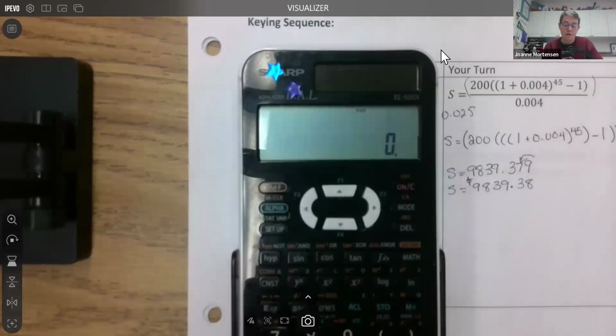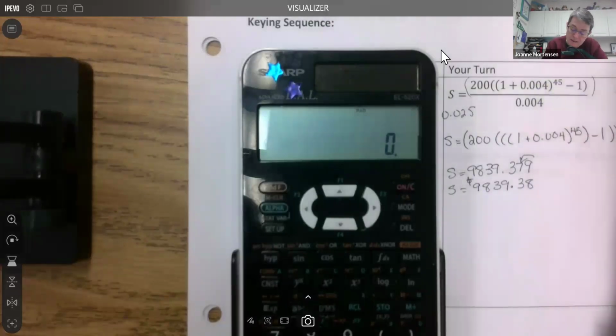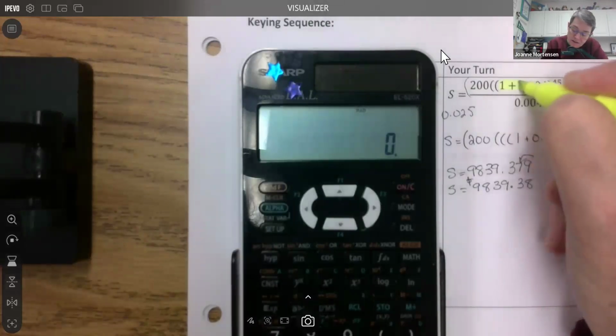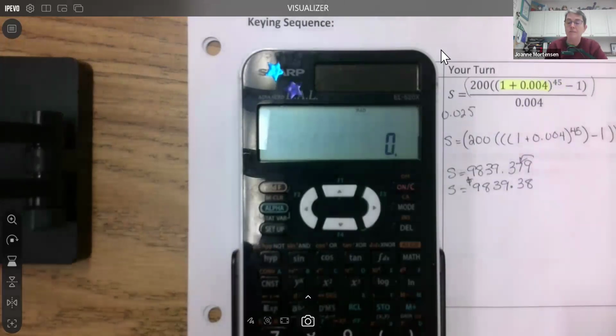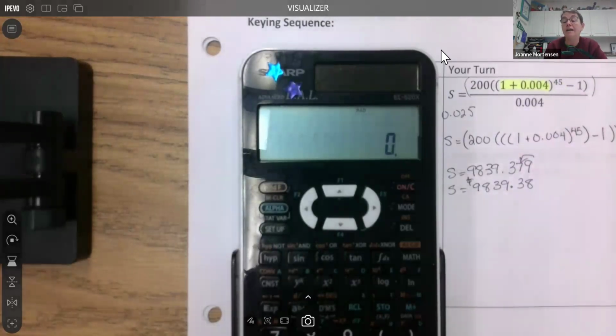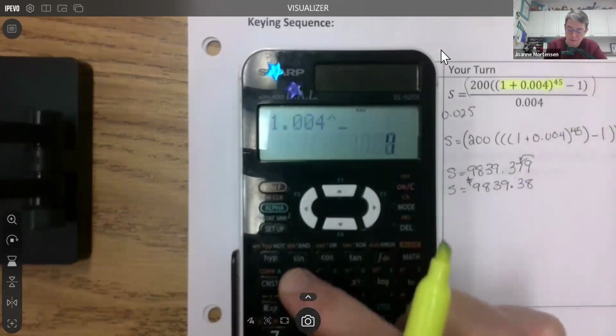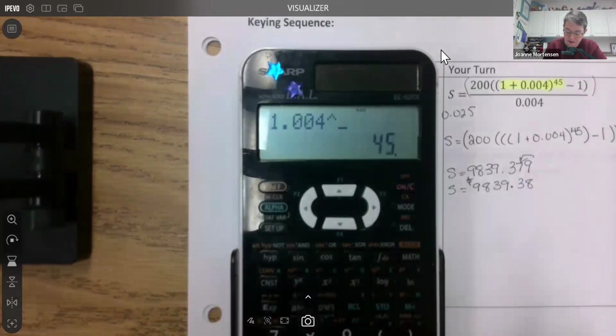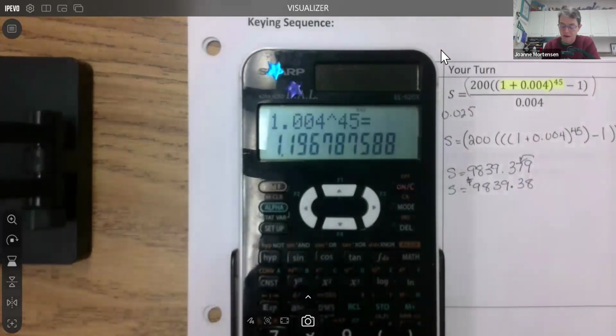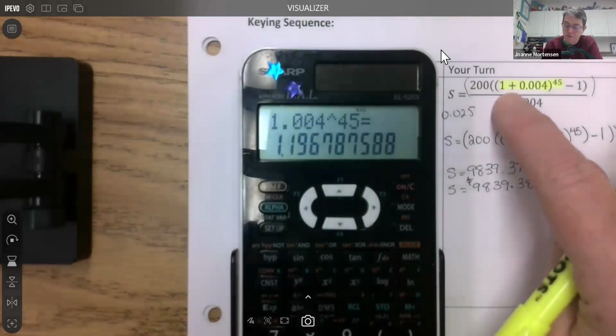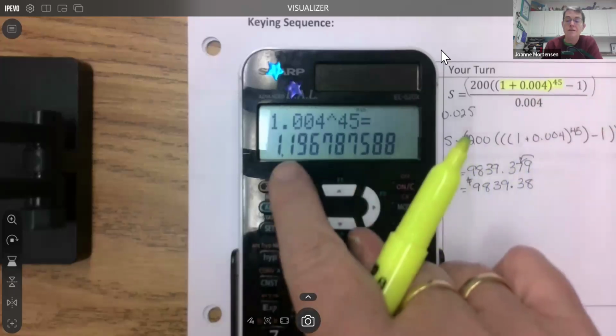So again, when we're doing an order of operations, we start on the inside. Now, I'm also going to tell you, I can do that in my head. You can do that in your head. So I'm going to go 1.004. And then the next thing I have to deal with is my exponent, 45. And I'm just going to hit the equal button. Okay. So all of this is this.